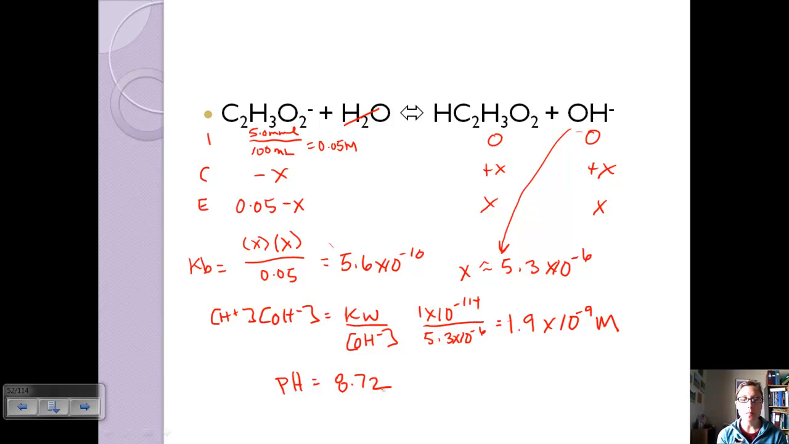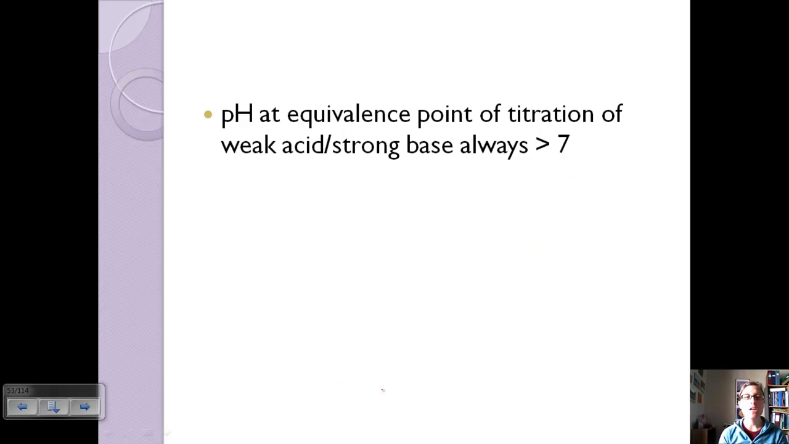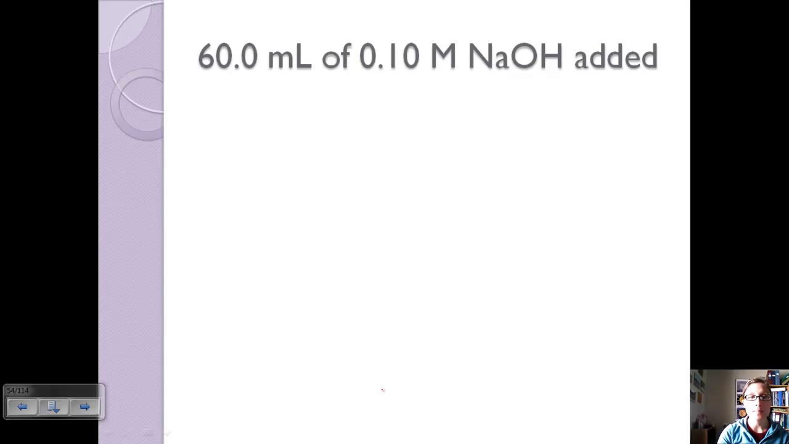So if you remember, the equivalence point for strong acid, strong base, the pH was 7. Here it's not. And so the pH at the equivalence point of a titration of a weak acid and a strong base is always going to be greater than 7. And that's because we have these anions, the OH minus, remaining in solution, and it's a base.